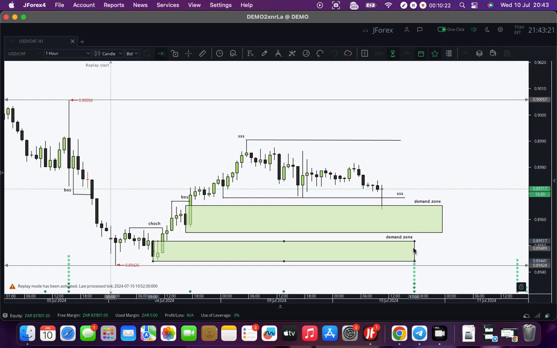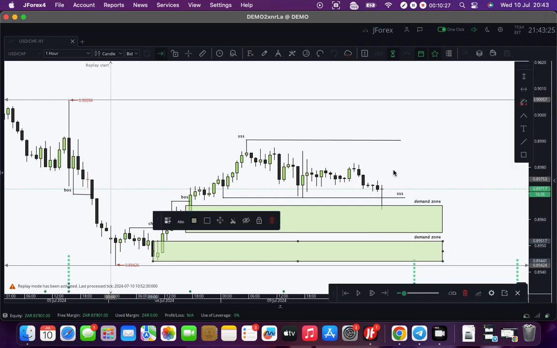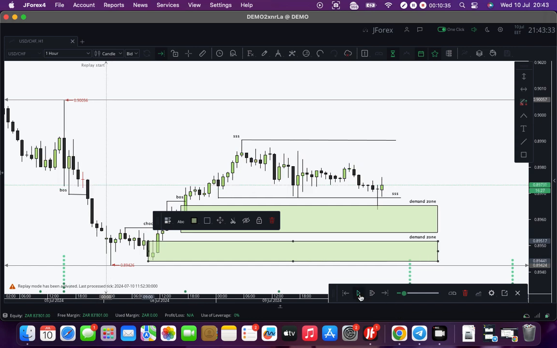So what do you wait for? You wait for the market to actually break above, close above the area, since you can now see that the market took out the liquidity. You understand? So let's see. We can see now that the market closed above, right? It's a 1 hour time frame. You can see that the market closed above.